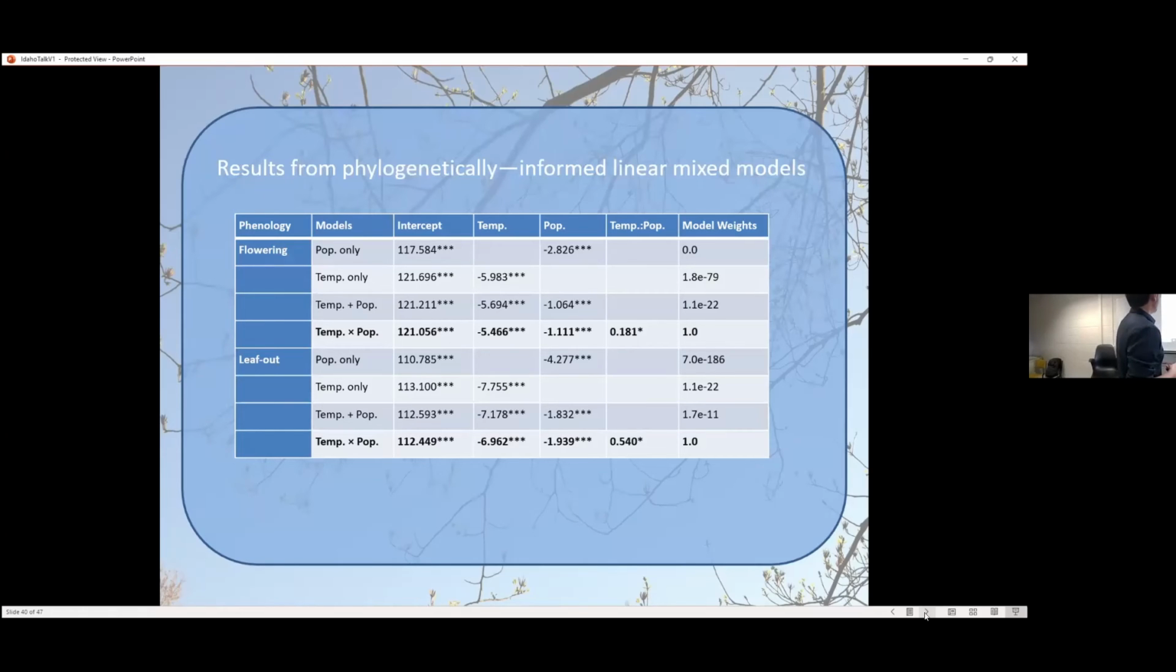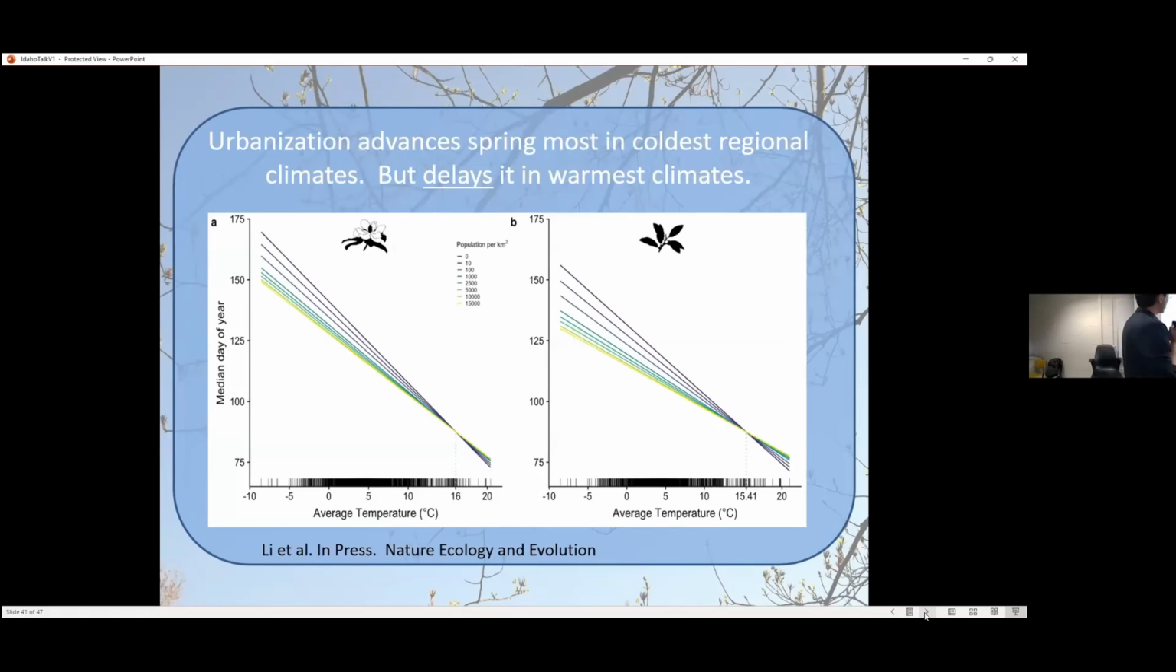By far and away, the best model without question has a model weight of 1. In fact, these are by far and away the best models. It's the interaction between temperature and human population density. You can see that these are the coefficient values for standardized, phylogenetically controlled linear mixed models in this case, using a package written by the core author Guralnick, who was also the lead author on this Nature Ecology Evolution paper covering these urbanization and climate context results. What does it mean? Really cool.